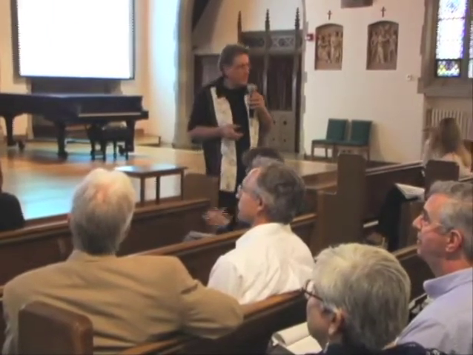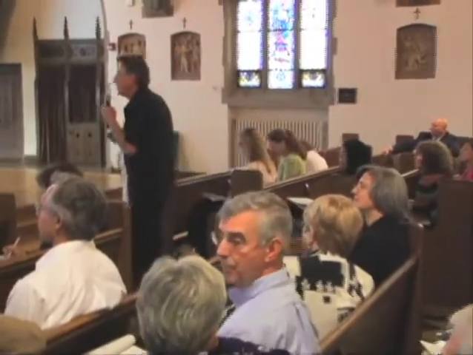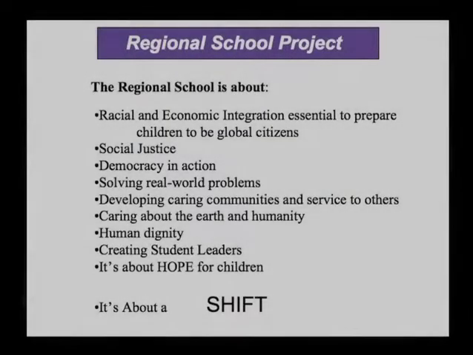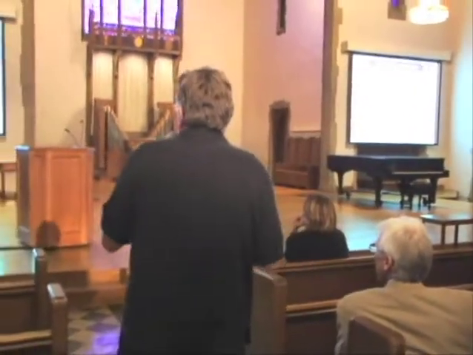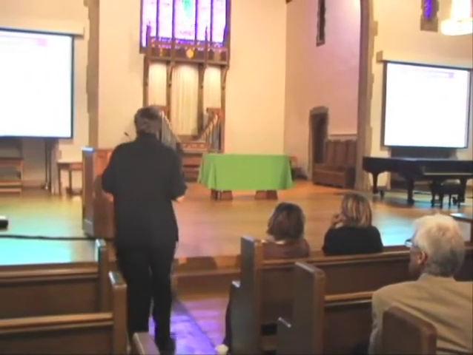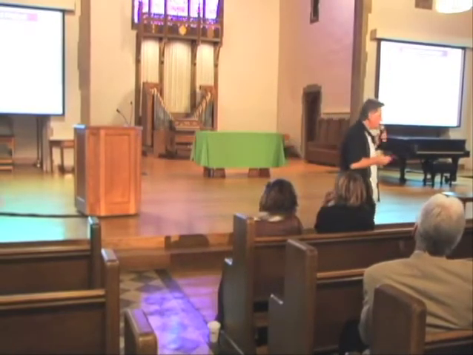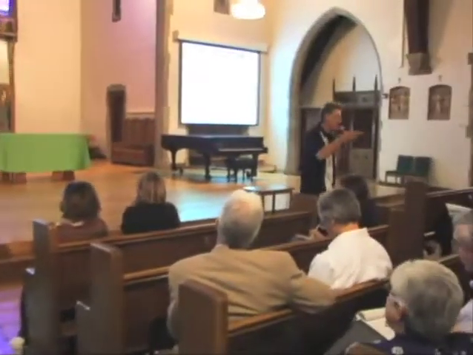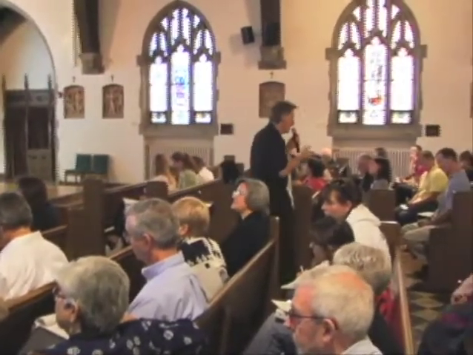We're getting near the end, and I do have one piece to show you at the end, which I think sums up the whole deal. But the regional school, what's it about? If I could sort of summarize this for kids: it's about racial and economic integration. We have economic apartheid in the city. So it's about making kids global citizens in an integrated world. It's about social justice. It's about democracy in action, letting kids participate in democracy and be a part of asking the question why, solving problems.